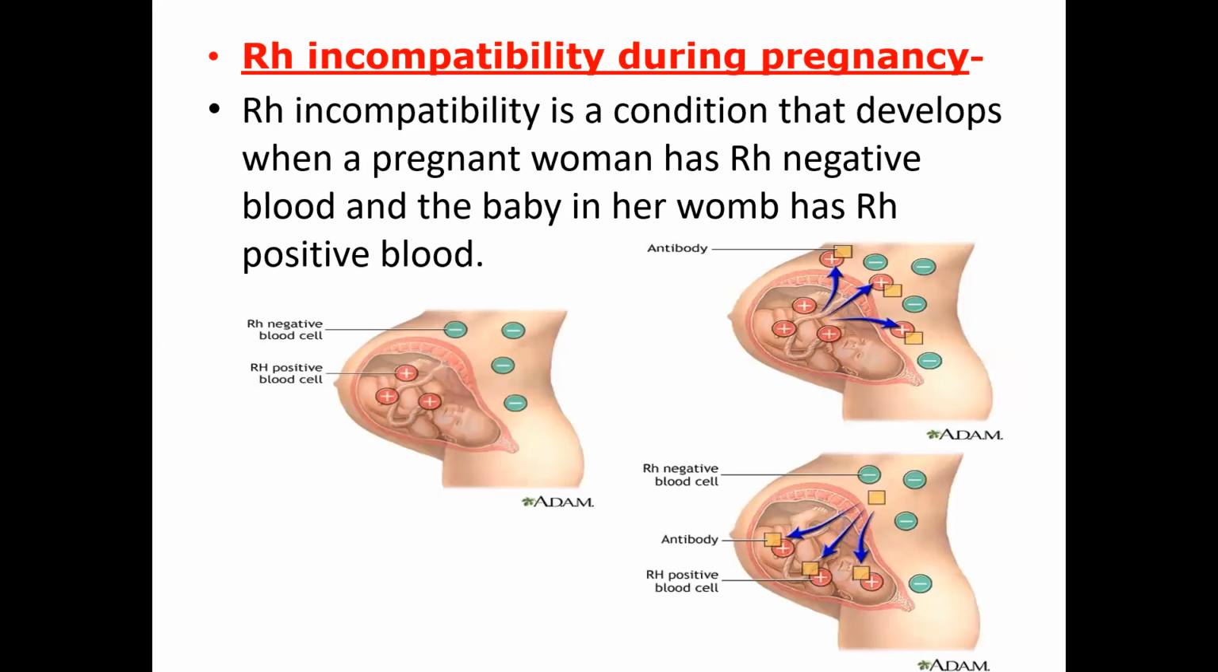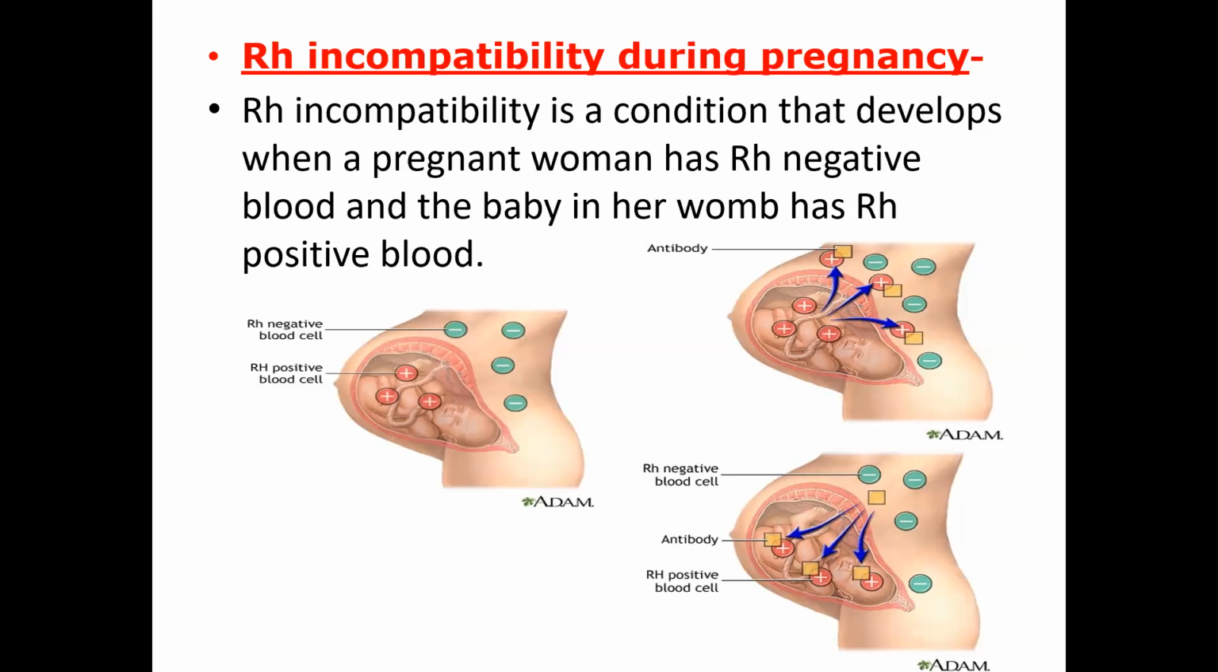The immune response immediately produces antibodies. These antibodies are sent through the placenta, enter the fetal circulation, clump the RBCs, and destroy the RBCs. Due to destruction of the RBCs, the baby suffers from more disease conditions, and the first one is RH incompatibility. During pregnancy, RH incompatibility is a condition that develops when the pregnant woman has RH negative blood.